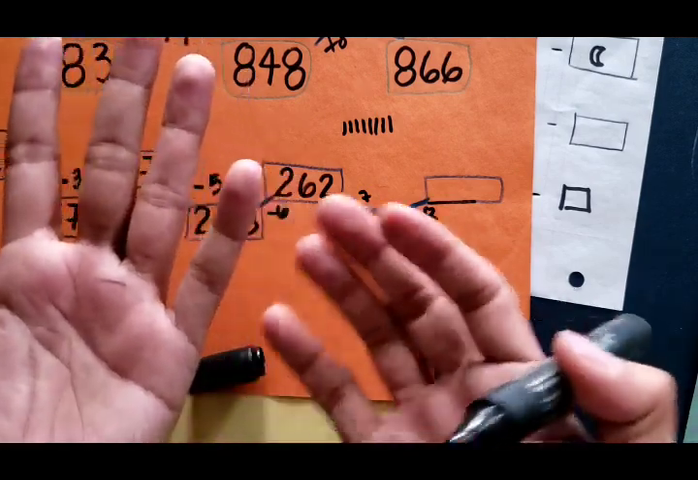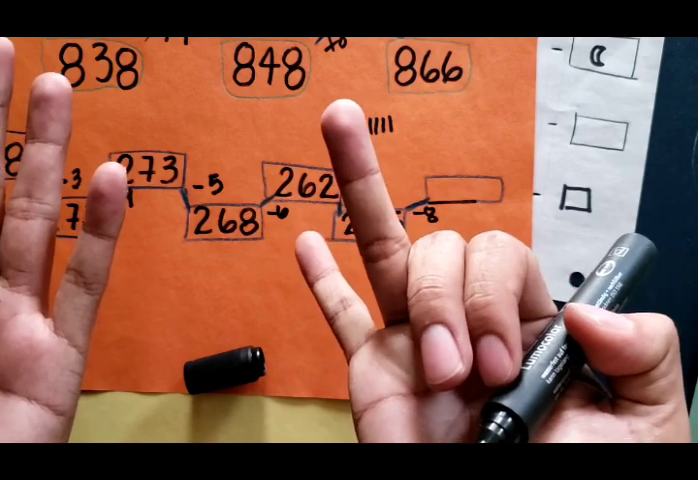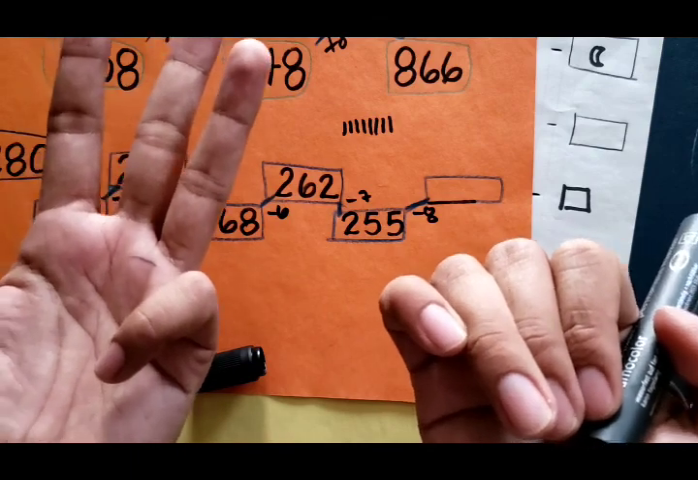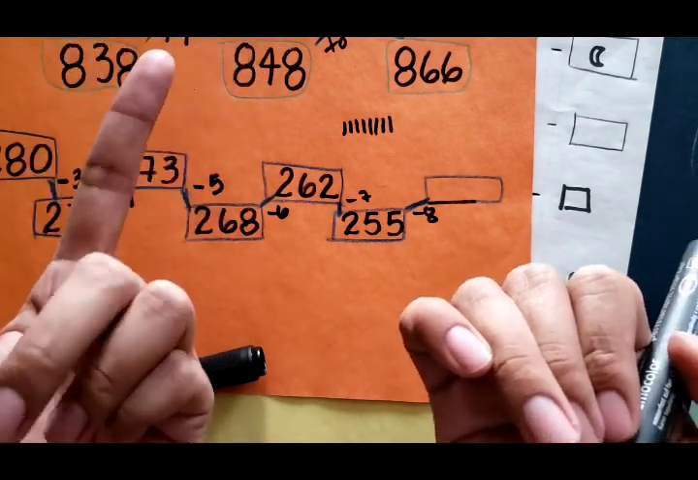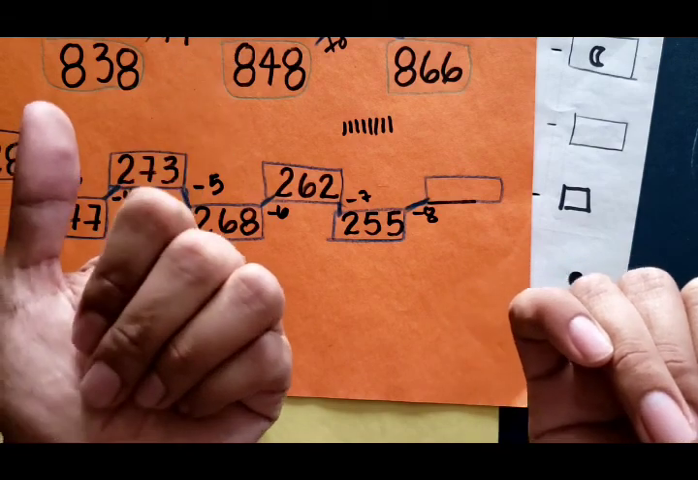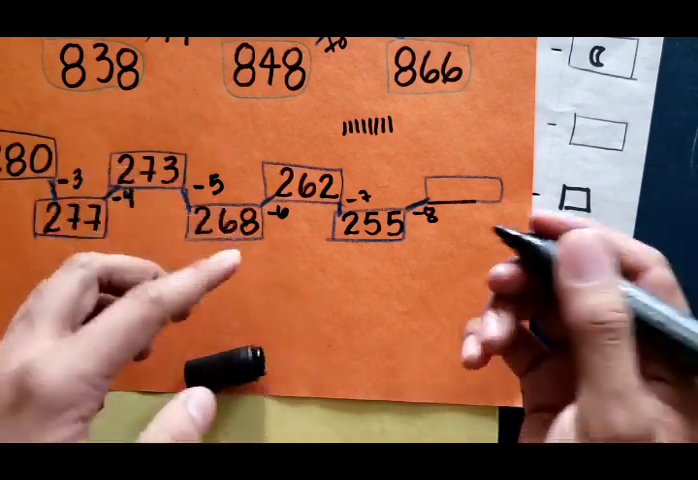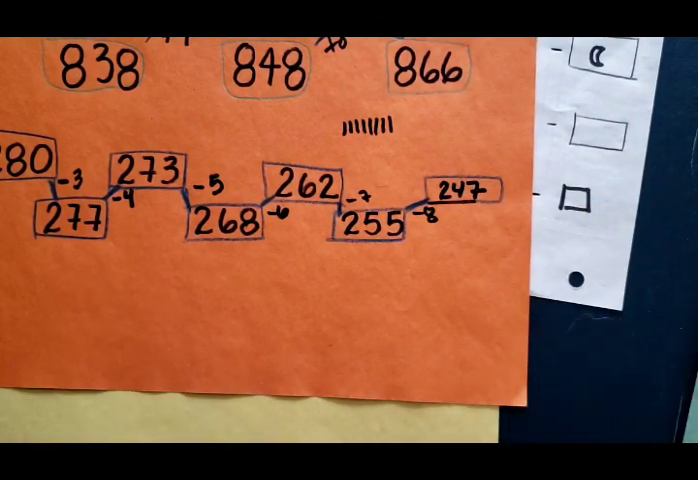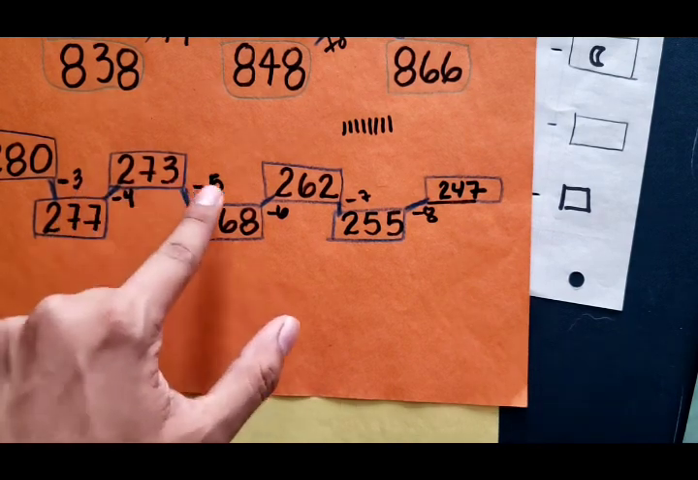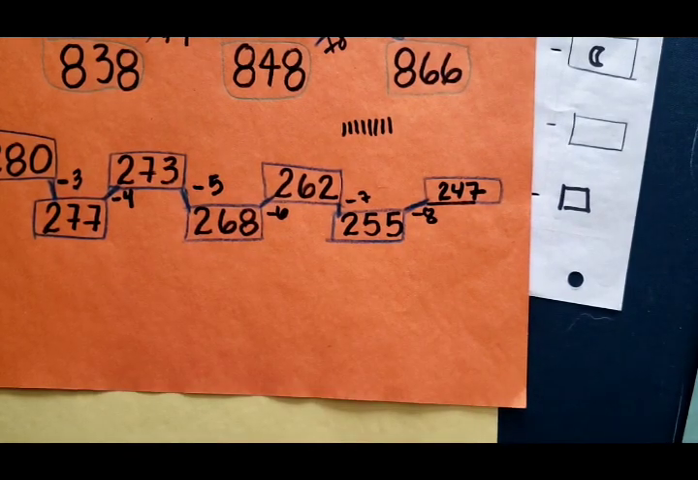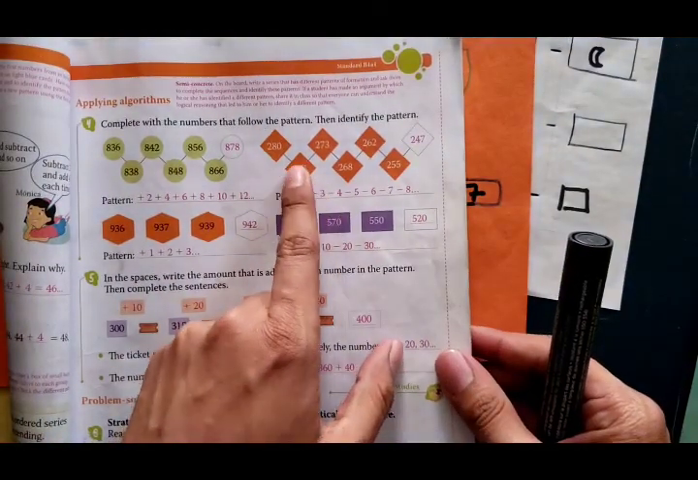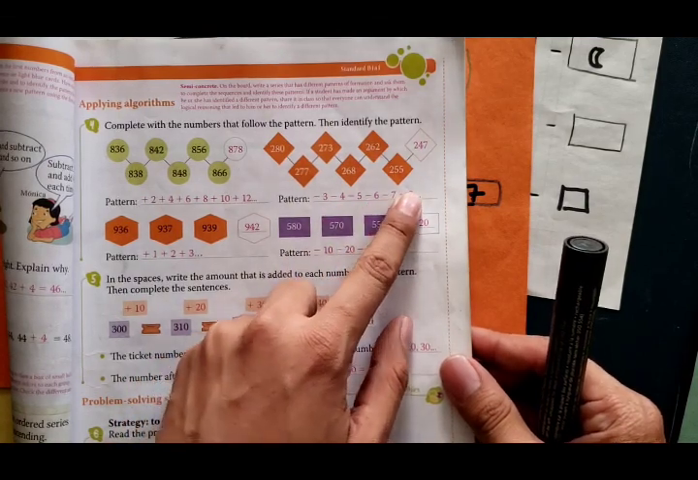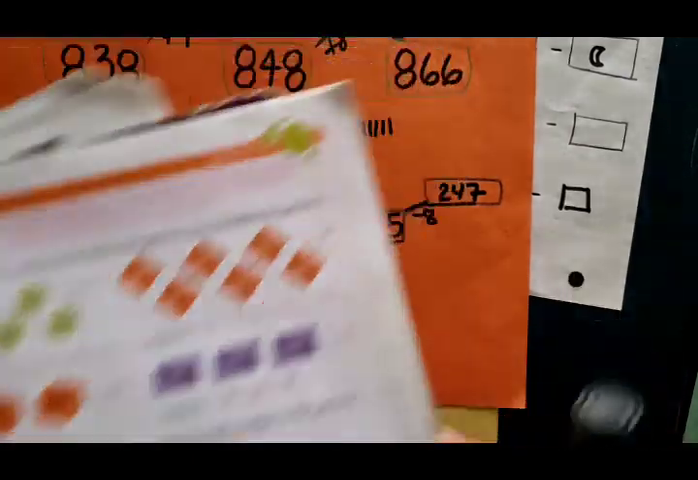255 minus 8, 254, 253, 252, 251, 250, 249, 248, 247. So what are we going to write here? 247. Okay, you see the pattern? Minus 3, minus 4, minus 5, minus 6, minus 7, minus 8. So what are we going to write in the line? Look, we have it over here. Minus 3, minus 4, minus 5, minus 6, minus 7, minus 8. This is the pattern that we have there.